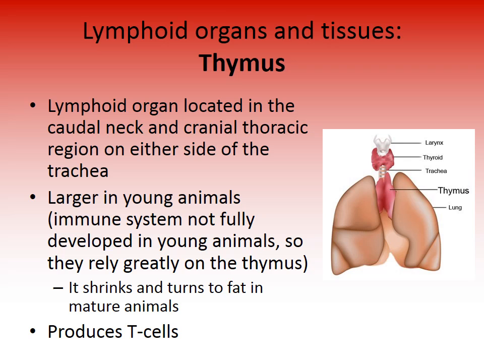In a mature animal, the thymus will actually be completely obsolete, so it won't be doing anything. But it's very important in the younger animals. And the thymus produces T cells.